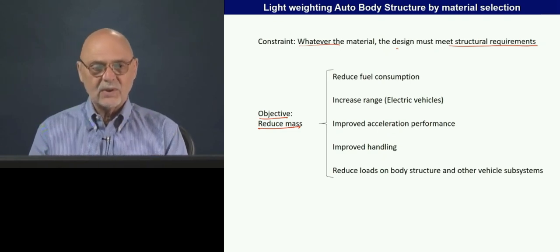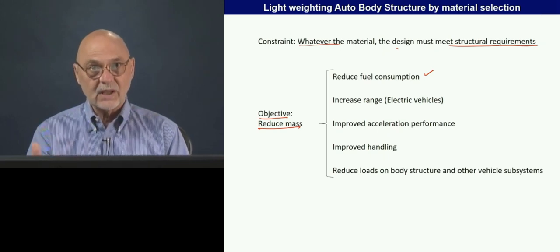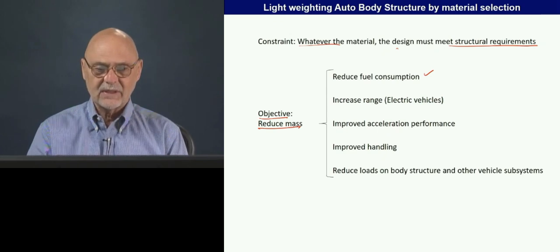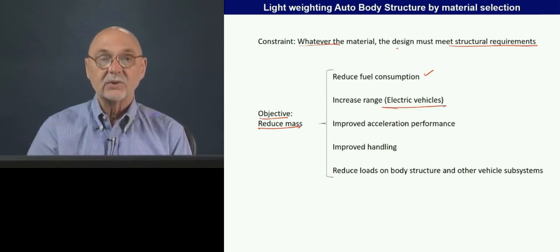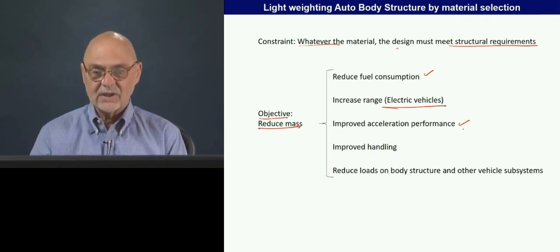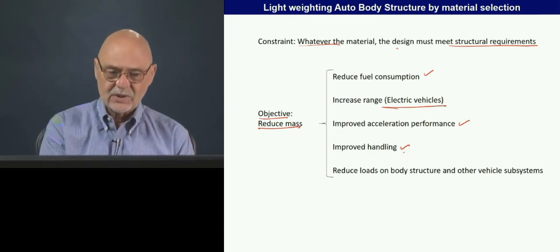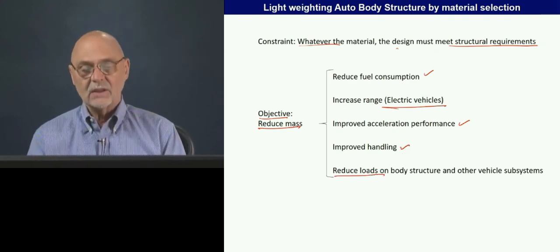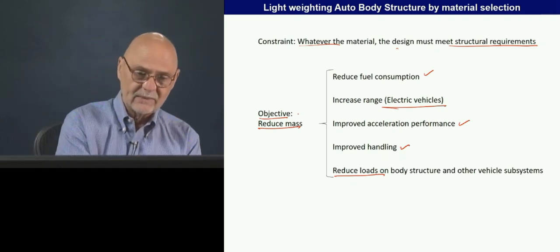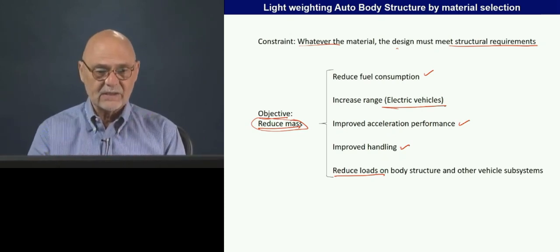Some of the motivation for doing that: it will reduce fuel consumption. We'll have a lighter vehicle to accelerate, and therefore it'll use less gasoline or oil or electricity. If we're designing electric vehicles, we'll have a greater range. We'll have improved acceleration performance and better handling with reduced mass. And we know in general that it's going to reduce the loads on our body structure from the other vehicle subsystems. So that's why this becomes an objective. There may be other ones, but this is the one we're going to be concentrating on.